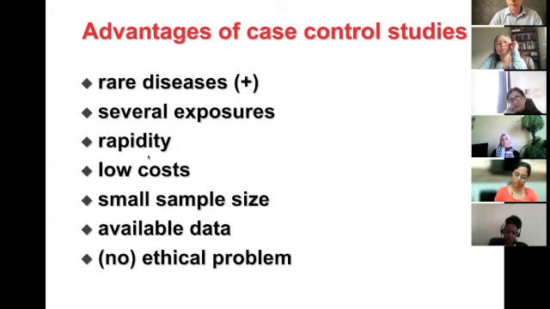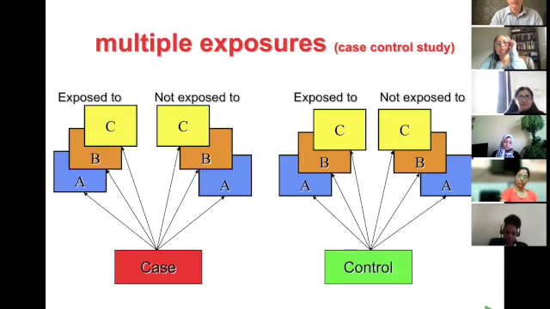It can be very fast. It can be relatively low cost because you don't have to wait and you don't have to ask too many people. With a relatively small sample size, you can get good results. Half of the data might even be available already because the cases are there and they might have already been interviewed. And there are not really ethical problems because the ill people are ill and the controls are hopefully not ill, are not supposed to be ill, and you don't follow them over time and so on. They just live their normal lives. So there are some good advantages for case control study.